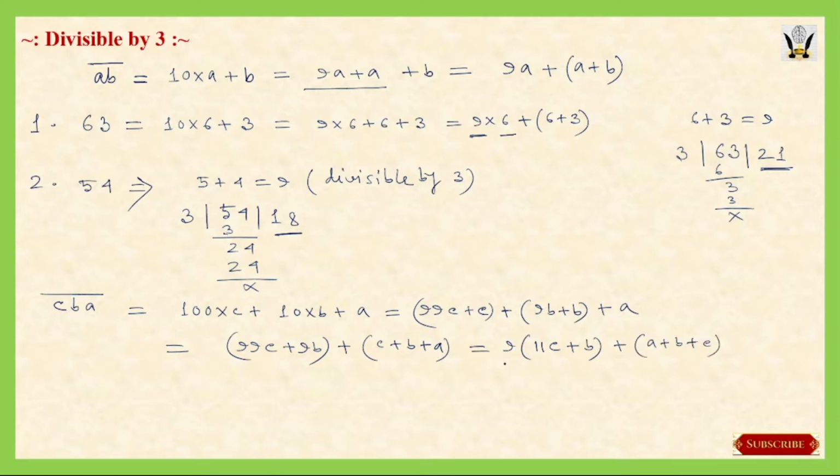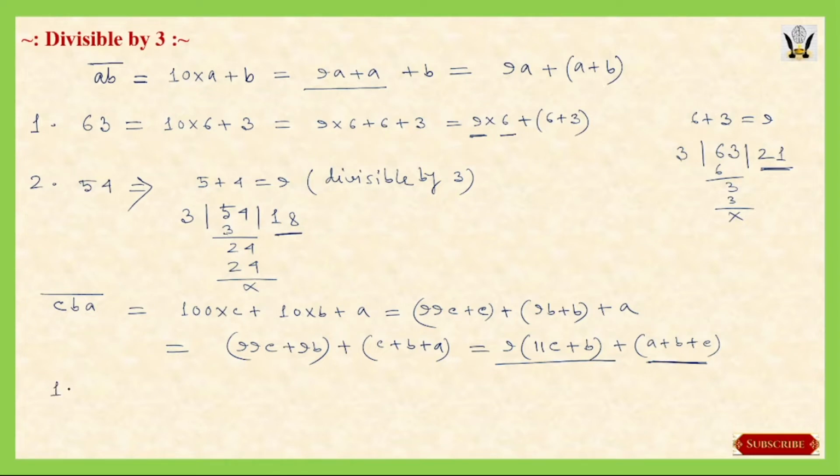Here we can see that in the first part of this summation, one of the factors is 9. So 9 multiplied by some other number will also be divisible by 3, as 9 is divisible by 3. So we don't have any issue with this part. Now in the second part, where we have A plus B plus C, if that is divisible by 3, then the whole number ABC will be divisible by 3. Let's check this again with some examples.